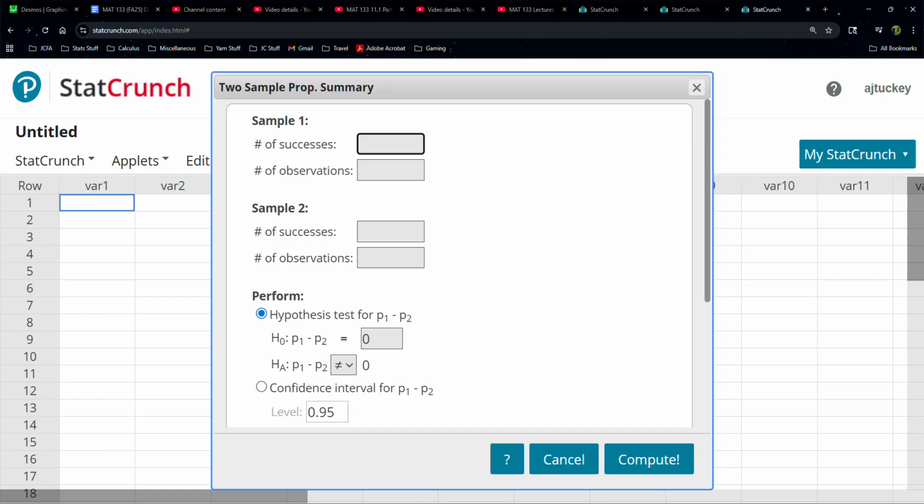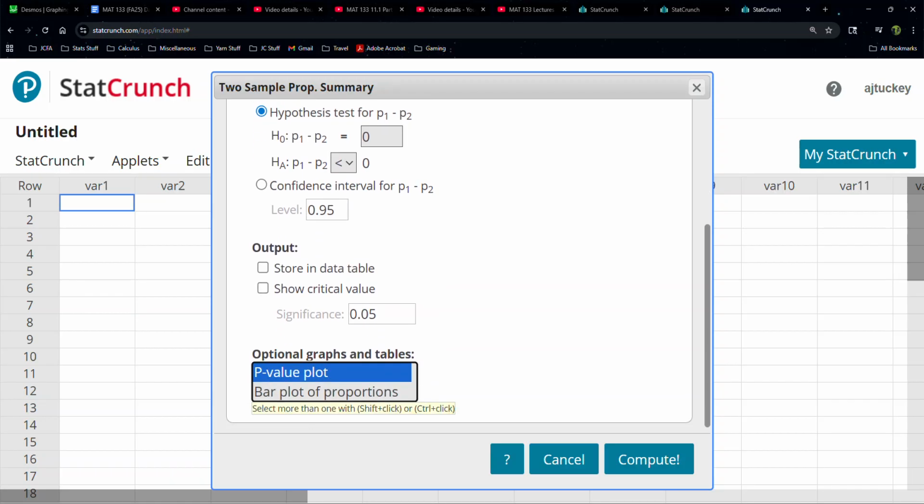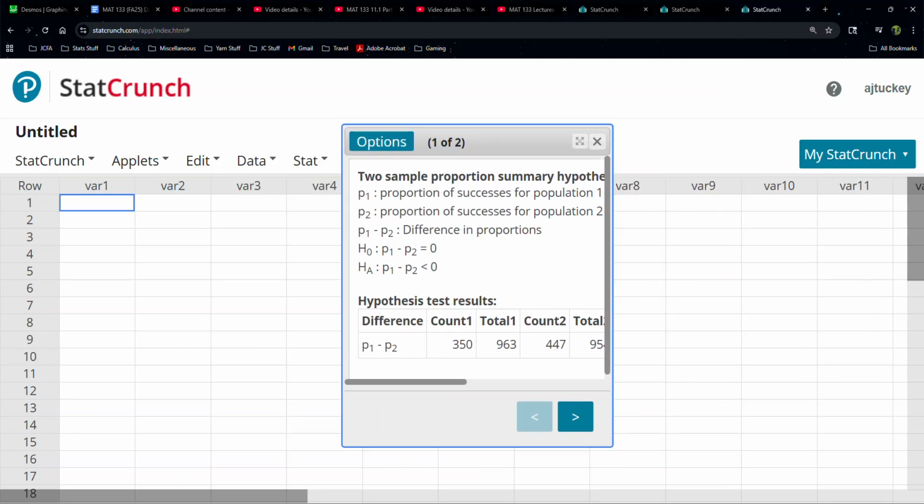So the x for group 1 was 350. And then the n for group 1 was 963, right? You always have to remember this is x, this is n, right? Successes is x. We learned that in section 6.2. 447 and 954. We're running a hypothesis test. Notice StatCrunch kind of writes it with a subtraction notation. We want to change this to a less than. And then just like in chapter 10, we want to turn on that p-value plot because that'll be step 4 for us. So you want to make sure you have a hypothesis test and a p-value plot. That's all you need. And then say compute.